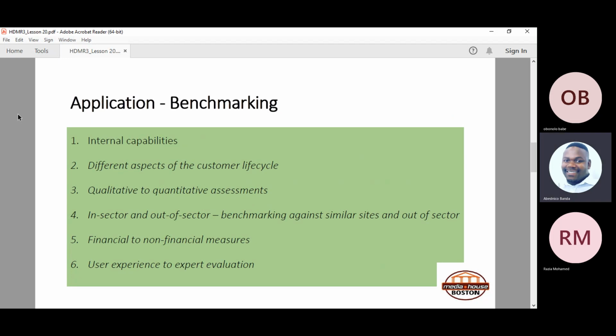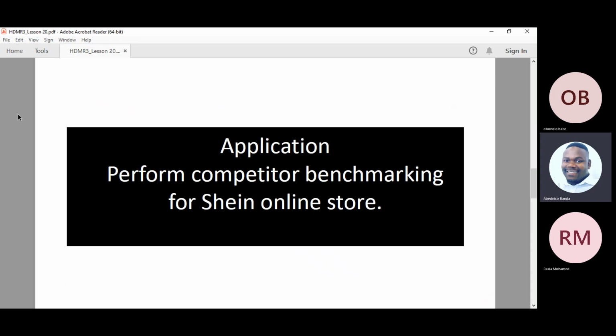So we spoke about these things, guys. The reason why I'm mentioning them is that we're going to do an exercise. We're going to apply this to the Shein website. So these are the things that we had a look at. We can set a benchmark based on internal capabilities, based on different aspects of the customer life cycle. We can also look at qualitative to quantitative assessments, in-sector and out-of-sector, financial to non-financial, as well as user experience.